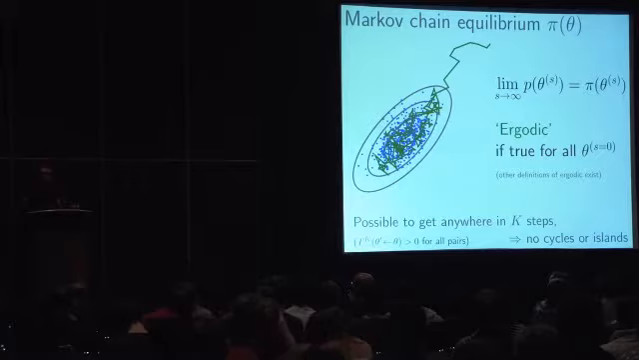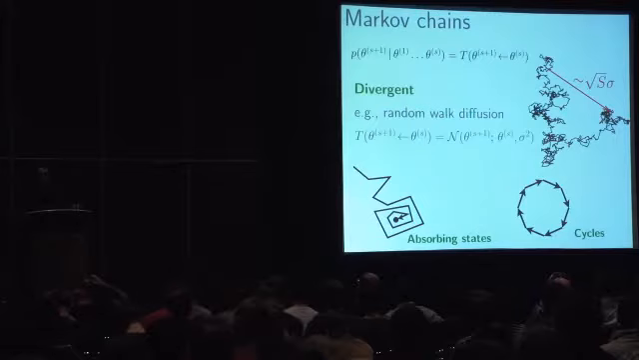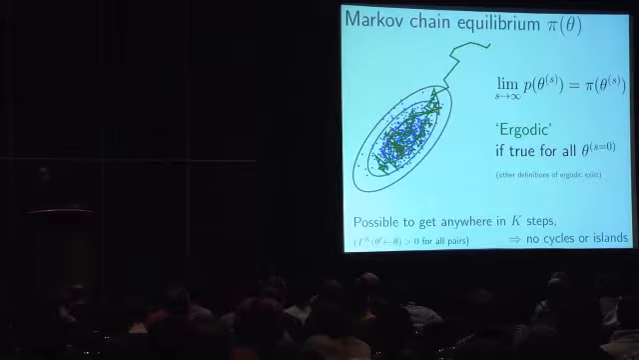If in a finite number of steps, like k equals 100 steps, it's possible to get from any parameter setting to any other parameter setting, then it's not possible for either of these bad things on the bottom to happen. You don't get stuck in an island or a cycle or fall down a hole because you can always get to everywhere in the distribution. So we're going to be interested in ergodic Markov chains.